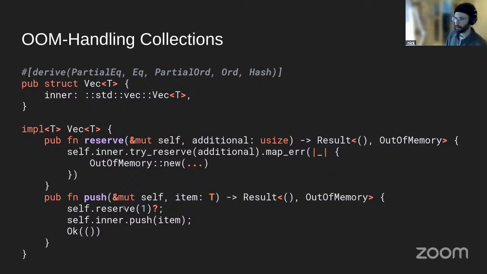And then push in the standard library doesn't return anything. It's going to panic or abort on OOM. What we do is we will return a result of either a unit or out of memory. We'll do that reserve ahead of time. And then if that succeeds, we know we have space for the item, and then we push and it's okay. So by doing this kind of stuff, we don't have to actually implement all of the unsafe data structure and pointer manipulation and buffer ownership ourselves.